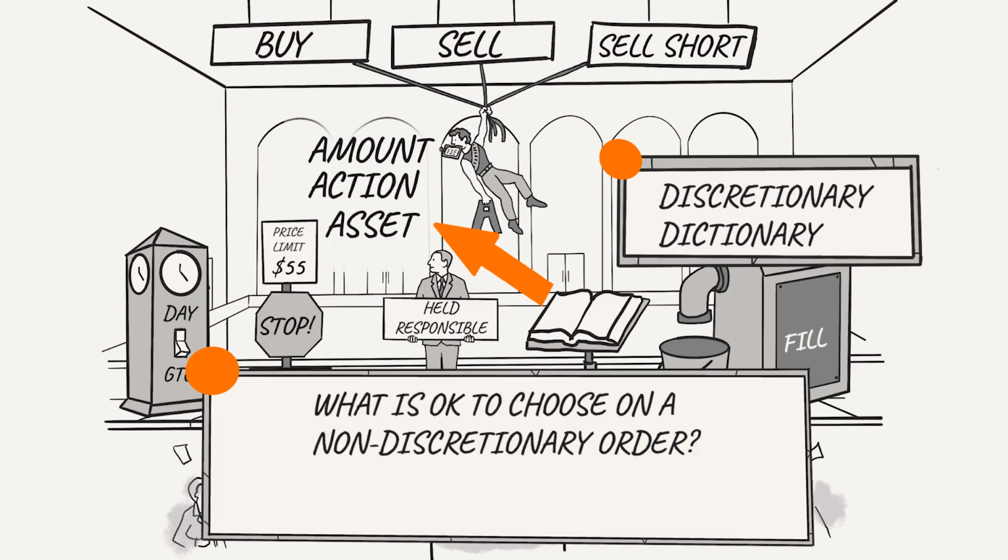Now, very testable on SIE, what is okay to choose on a non-discretionary order? Price and time. So you can go to lunch with the client. They say, I want to sell 100 Amazon shares. When you get back to your desk, you can sell the 100 shares at any time the rest of the day. Now, typically order instructions are valid for 1 day, so I couldn't wait till tomorrow and then place the order. You'd have to do it today, but you can pick and choose the price and time.